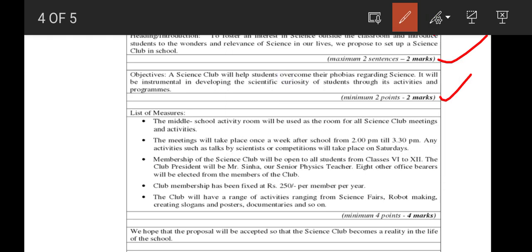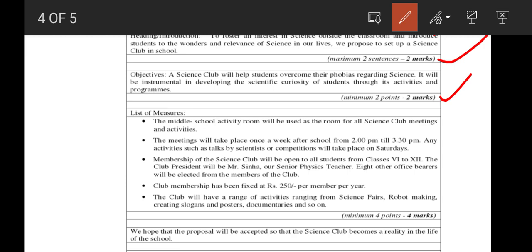Okay, so next, club membership has been fixed at rupees 250 per member per year. Okay, per member per year you would be paying 250 rupees. And the club will also hold a range of activities, ranging from science fairs, robot making, creating slogans and posters, documentaries, and so on. Okay, all these things should be there.